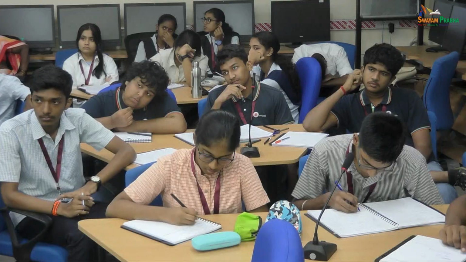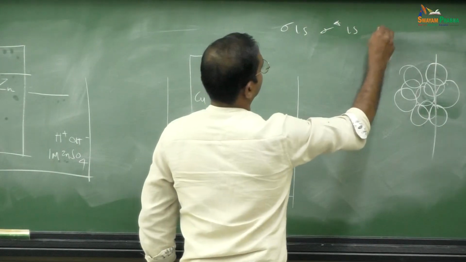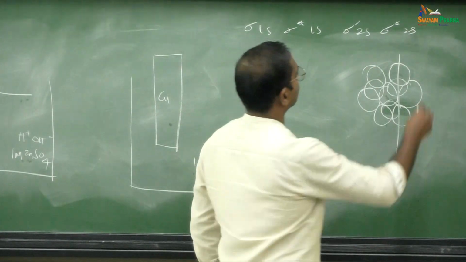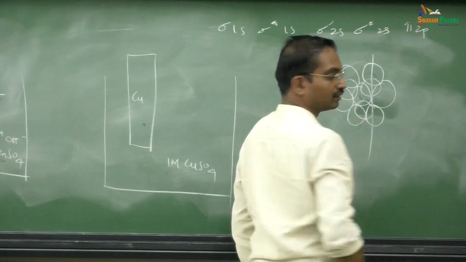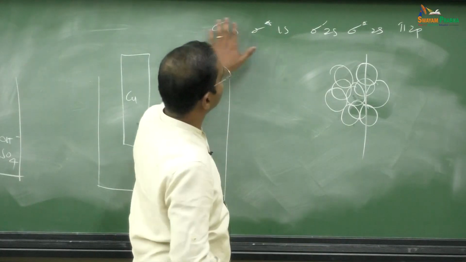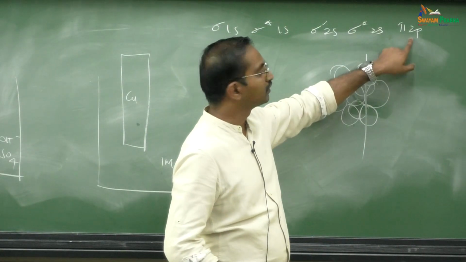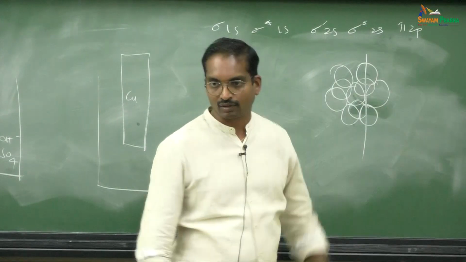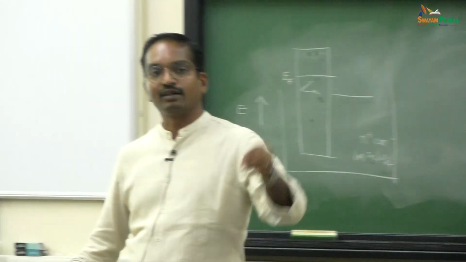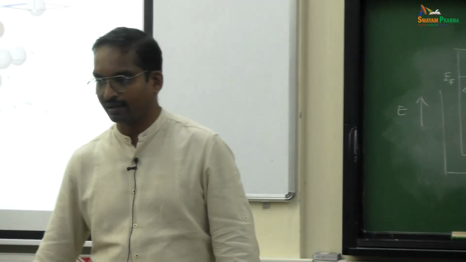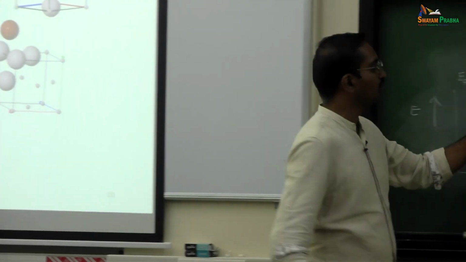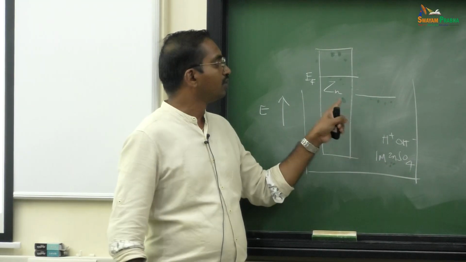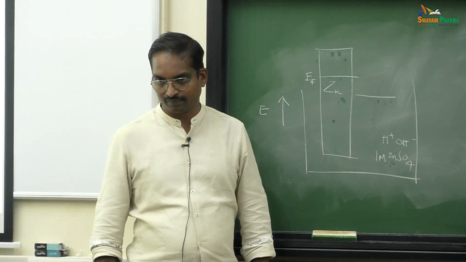So, you know sigma 1s, sigma star 1s, sigma 2s, sigma star 2s, and then pi 2p. Suppose you have electrons filled in all these and here no electron, that will be the lowest unoccupied level. That is the empty level where you can further add an electron. Now, this is the lowest unoccupied molecular orbital of some reactive species in the solution. Now, if you put these two together, what will happen?